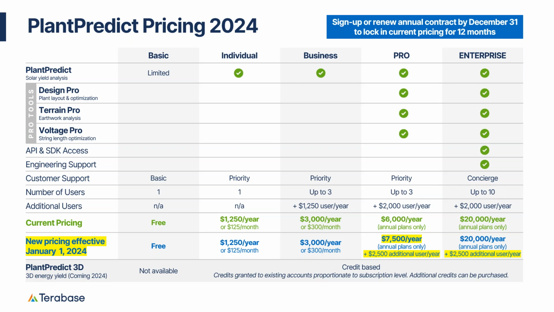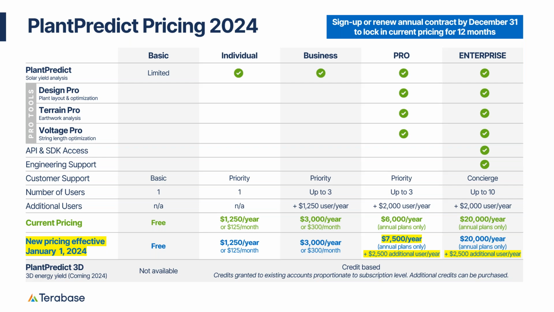All right, but if you like what you've seen today, so you're here, I'm hoping that you enjoyed what you saw from Jason, then you're going to want to go with the Pro plan. The PlantPredict Pro includes our core PlantPredict functionality plus all of our Pro tools. These include Design Pro, Terrain Pro, and Voltage Pro, which we didn't talk about today, but is also a very powerful tool within our Pro suite of tools. Our Pro plan is currently $6,000, and it includes 3 user licenses.